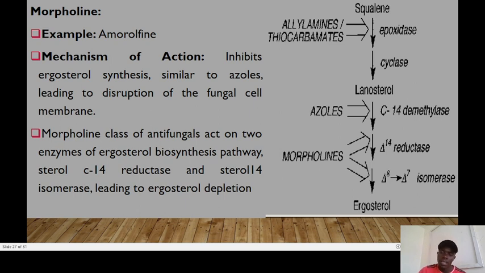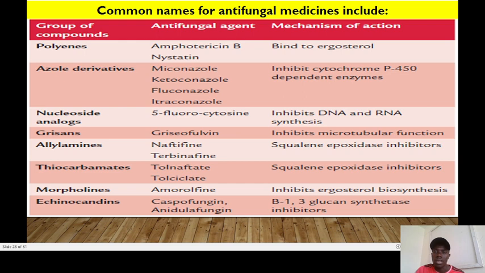Morpholines are a class of antifungals that act on two enzymes of ergosterol biosynthesis: the sterol C14 reductase and the sterol 14 isomerase. This leads to ergosterol depletion. So ergosterol becomes a very serious target for most antifungal drugs.